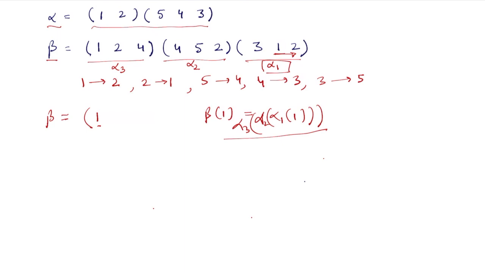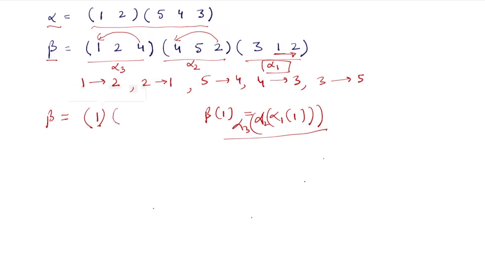So we will see now where 2 goes under alpha 2. So under alpha 2, 2 goes to 4, and then we will see where 4 goes here under alpha 3. Under alpha 3, 4 goes to 1. So ultimately under beta 1 goes to 1. So this cycle is closed.